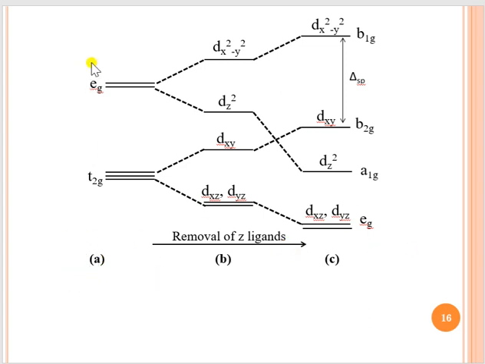A represents the splitting in case of an octahedral complex. Now when we remove the z ligands, the orbitals having a z component will be stabilized, and in case of square planar complexes, since the ligands in the z direction are completely removed, the z orbitals will be further stabilized. Meanwhile, the orbitals containing x and y components will be raised in energy. So delta SP is the difference between the energies of dxy and dz square orbitals.